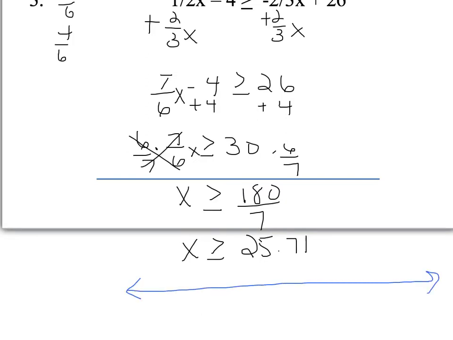okay, so I'm just going to put my 0 here, and I'm going to count by 5s. Okay, so 25.71 is just to the right. Okay, it's filled in because I'm including this number, and it's greater than. So I'm going to the right. Okay, so this is showing all the numbers that are bigger or greater than 25.71.